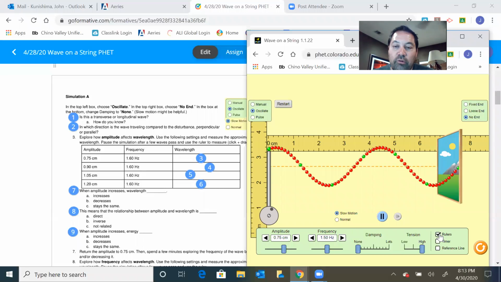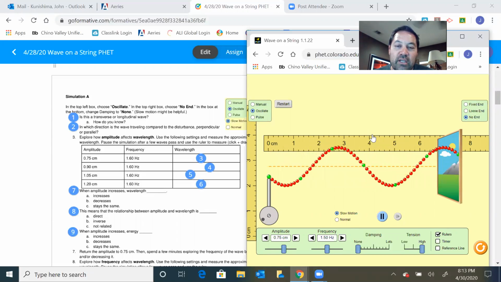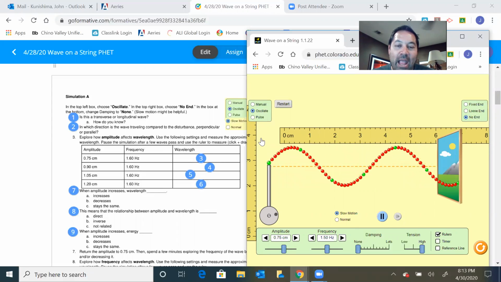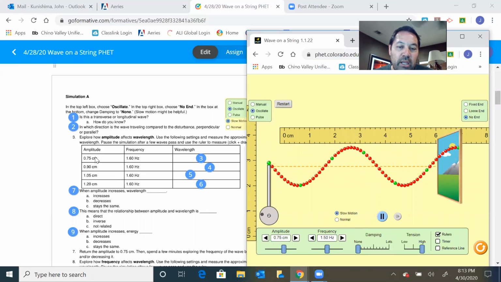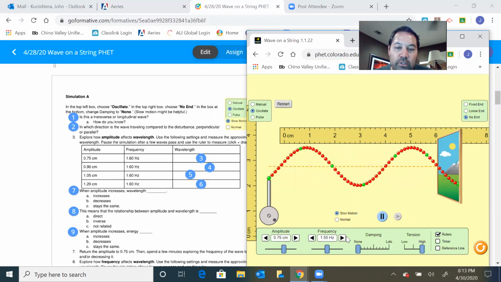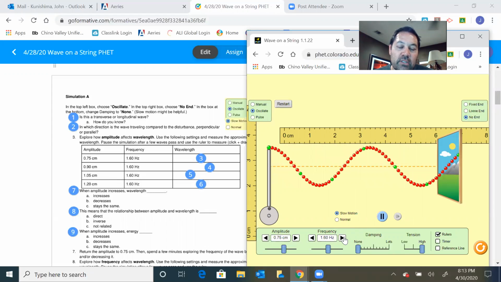You're also going to want to use the ruler for this one. You don't really need the up and down ruler, just the side to side. What it's going to do is explore how amplitude and wavelength are related. So it says put the amplitude to 0.75, which I've done, and the frequency to 1.6. So I'm going to move that up by the slider right here to 1.6.